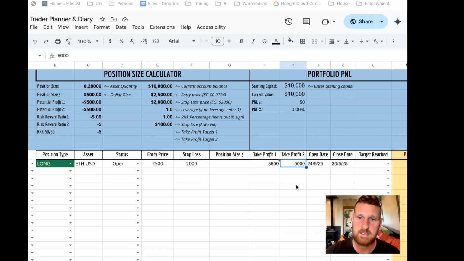Everyone has their own risk appetite. You can just take all the profit at 1 if you like, or even add more, take profit 3, etc. I like to scale out 50% at take profit 1, 50% at take profit 2. This helps me manage my emotions best.